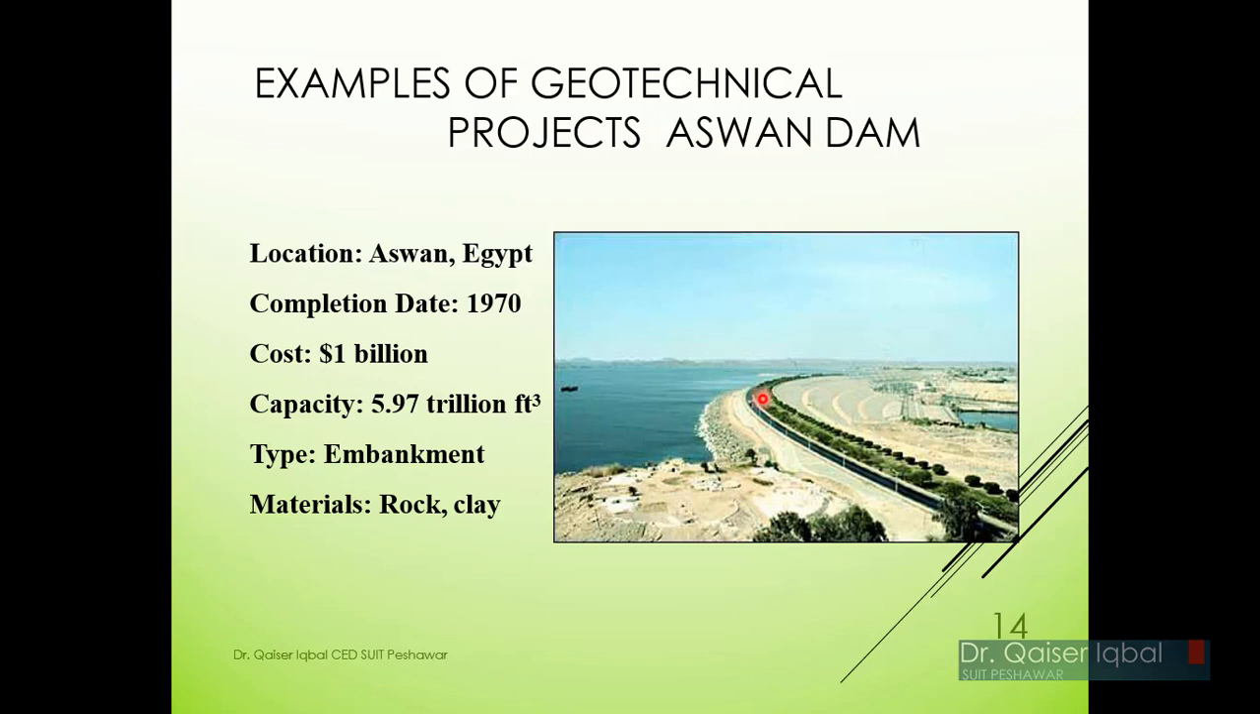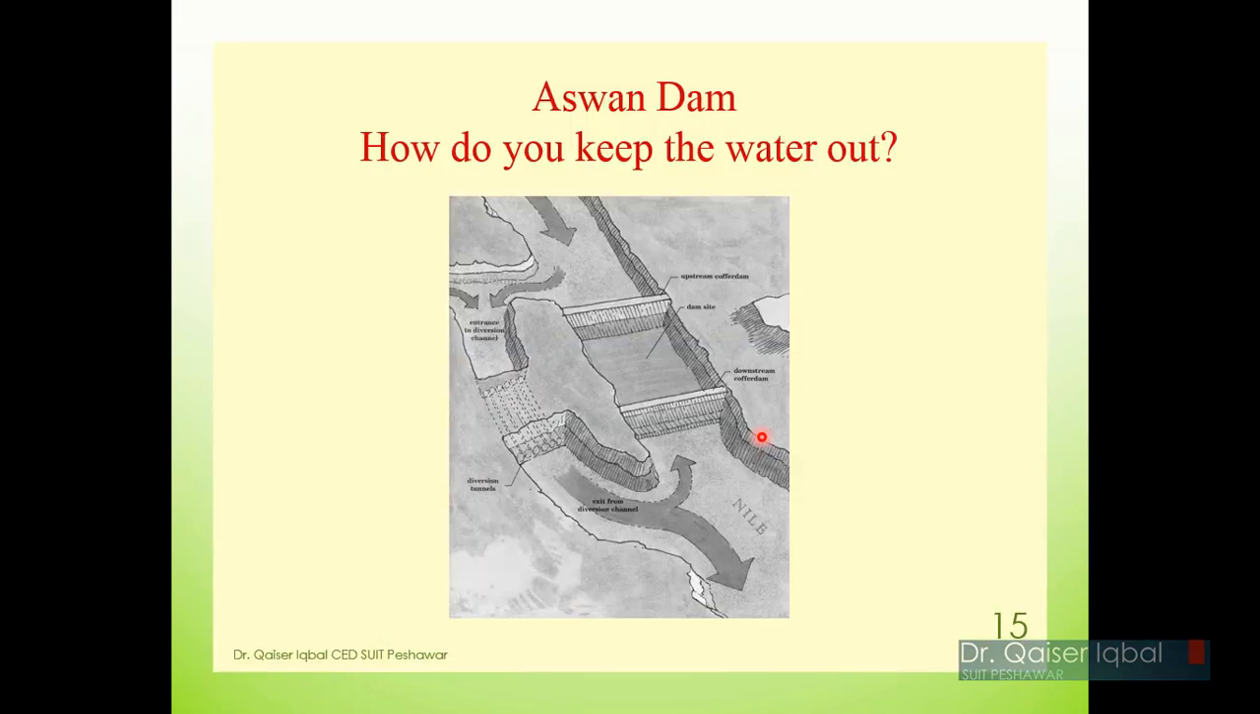The raised structure which you make of soil is called an embankment. Like the Peshawar Islamabad motorway, you can see it is also made of embankment. You fill material and then on top of that you construct a road. So this structure is called an embankment, and the material used for this embankment is rock and clay. You can see some rock over here. The clay is used inside, which I will show you in a while.